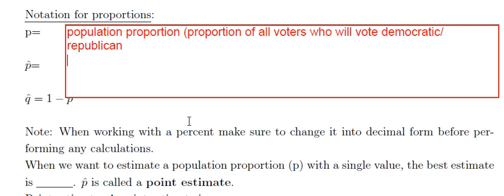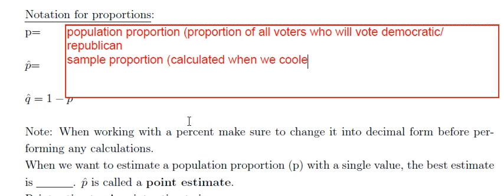So we go out and we take a sample and we calculate what's known as p hat. That's the second symbol here. P hat is the sample proportion. And that's calculated when we collect data. Okay, and then q hat is just 1 minus p hat, and we need that. That's the people that are voting the other way. And so those are the symbols that we're going to use throughout this section.